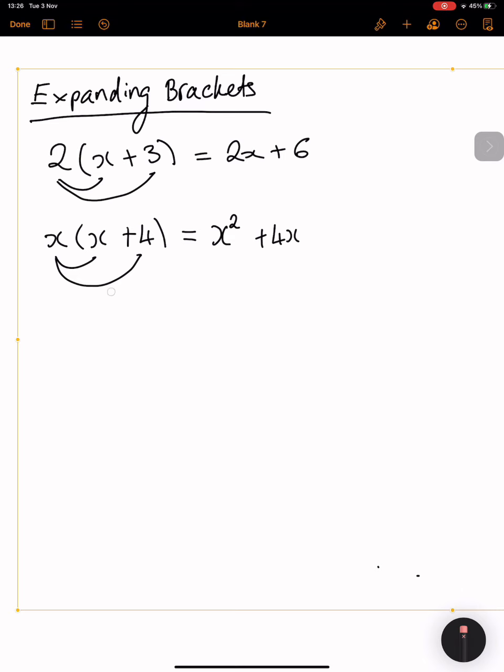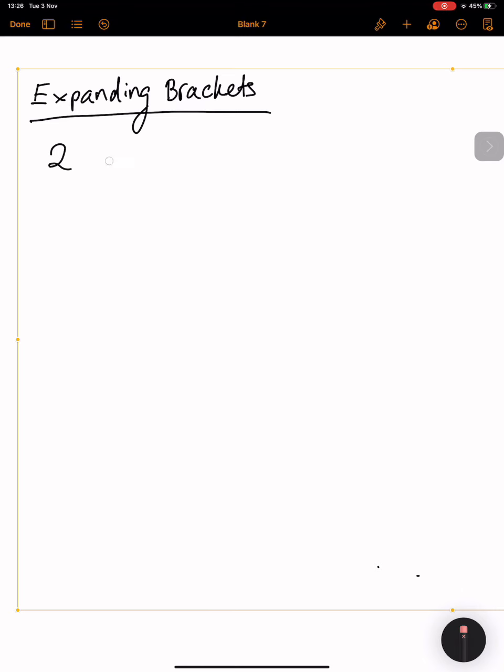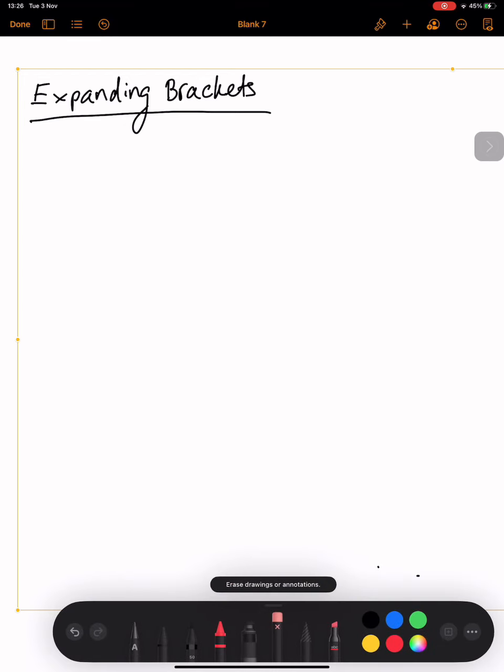Now let's go into more complex expansion of brackets. That should just be a recap. So, say for instance we had a double bracket.